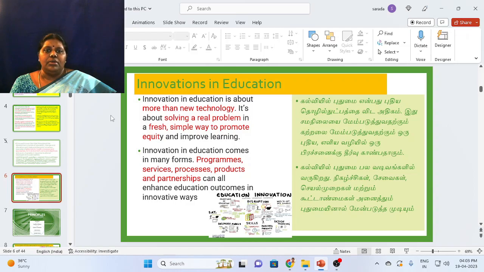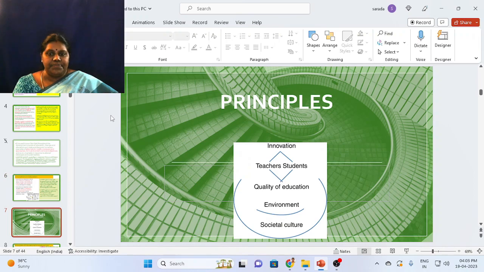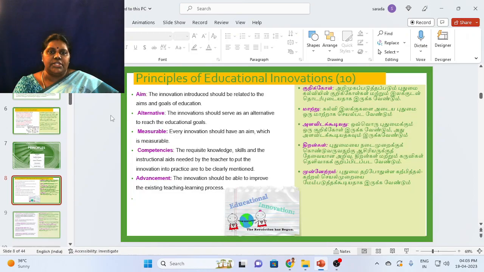Now we will see the term innovation in education. In the process of education, innovation in education is about more than new technology. It's about solving a real problem in a fresh, simple way to promote equity and improve learning. Innovation in education comes in many forms: programs, services, processes, products, and partnerships can all enhance education outcomes in innovative ways. Let us now discuss the principles of educational innovation.